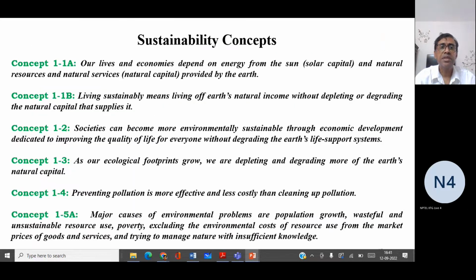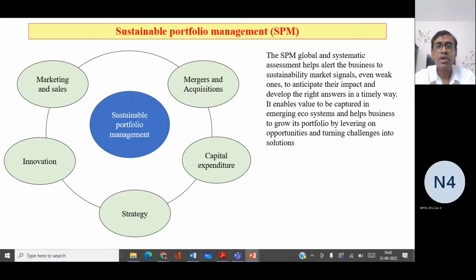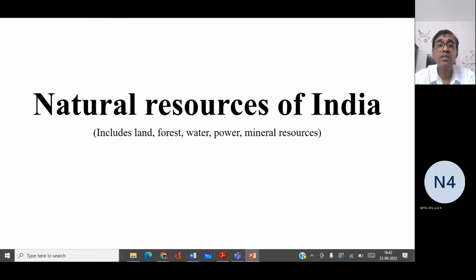So sustainability, there are various concepts, there are various charters, as you see here, 1.A, 1-1B, and each one of them has various aspects involved with this concept. Then we also discussed the 17 SDG goals, which most of you are aware of. Then we talked about sustainable portfolio management. This is an important aspect. Sustainable business is also another important aspect.